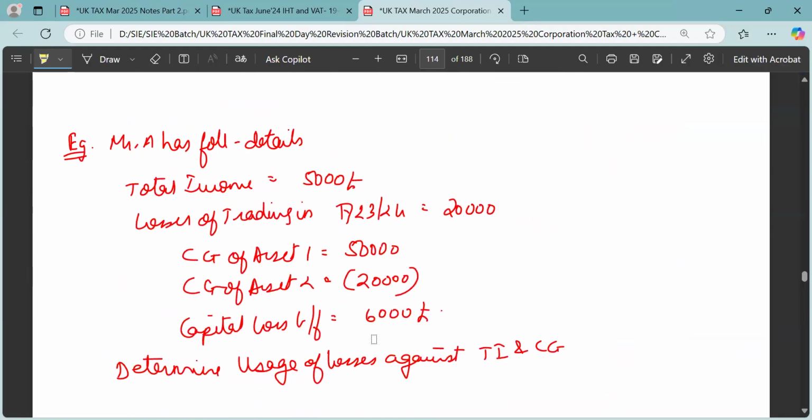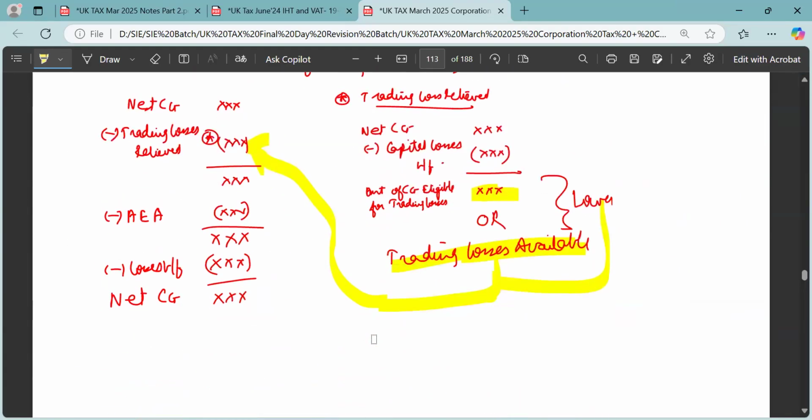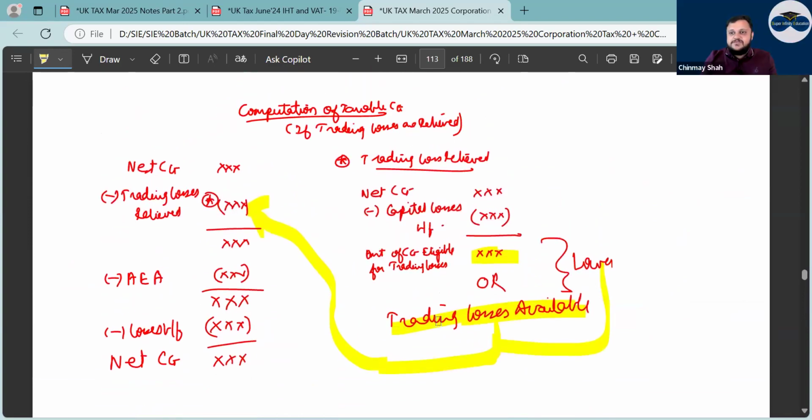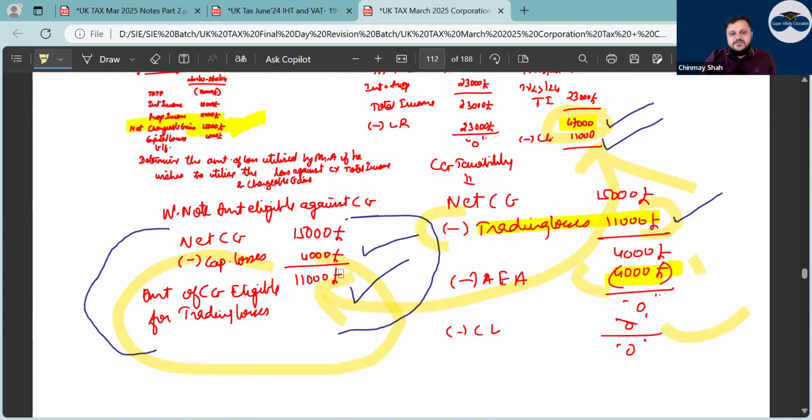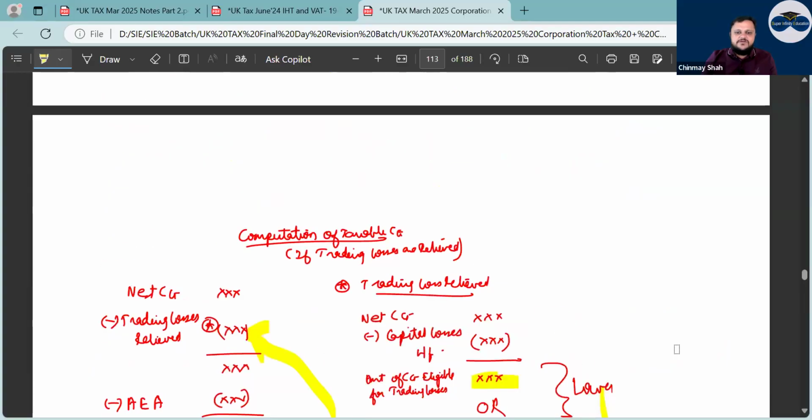Then going ahead. First we will deduct current year capital loss, then trading. Whatever is remaining after current year capital loss, that much only is eligible, correct? This is working note. This is eligibility. 47,000 or 11,000, whichever is lower. So I take 11,000. So from 15,000 net CG, I deduct 11,000. 4,000 is remaining. Then I deduct AEA. No capital loss is available, right? That is how it is.